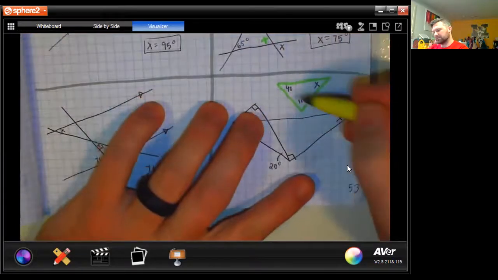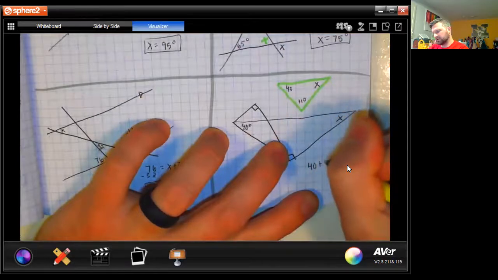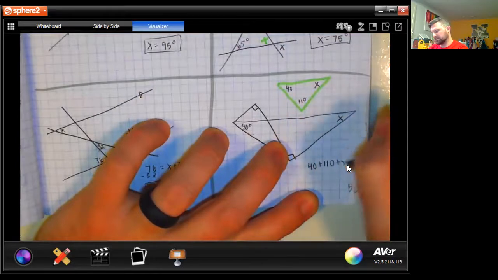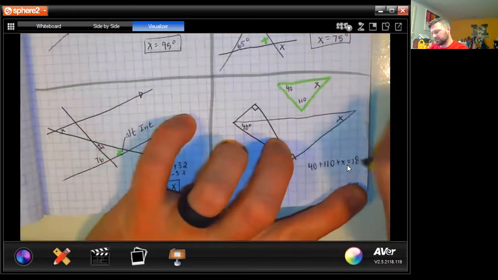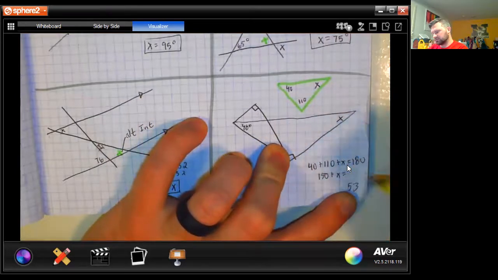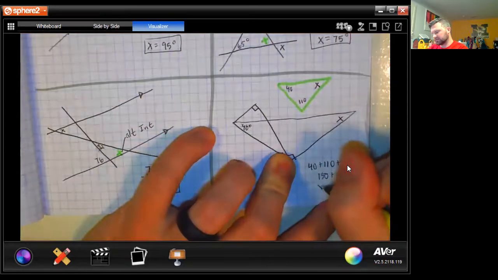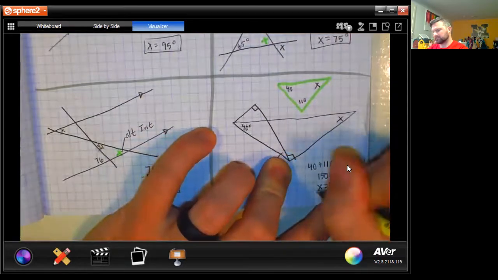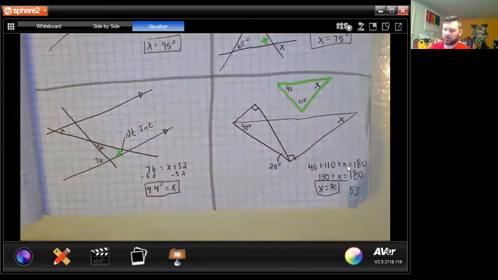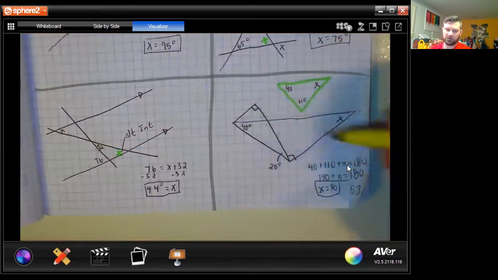If I take all of those and add them up, 40 plus 110 plus x equals 180. That's 150 plus x equals 180. Subtract 150, you get x equals 30. Otherwise, you may have to find these degrees in through here to get your way around it.